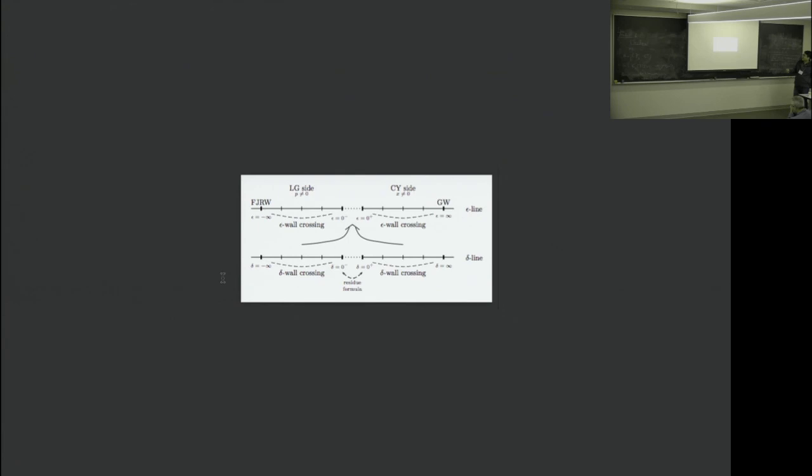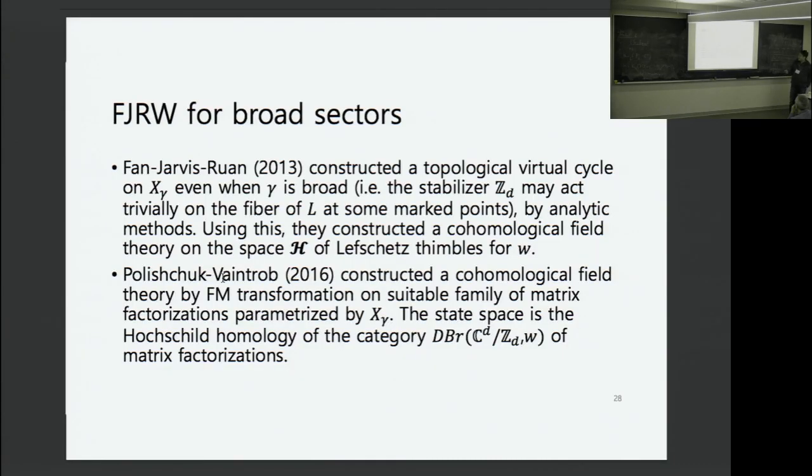And the point is that there is another line of stability conditions, the delta line, delta infinity, delta minus infinity, and delta wall crossing. And at delta 0, the wall crossing is almost trivial. Anyway, so that's another approach for the Calabi-Yau/Landau-Ginzburg correspondence. What I'm working on these days is FJRW for both sectors.